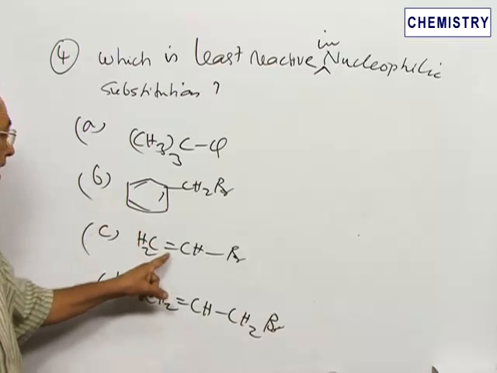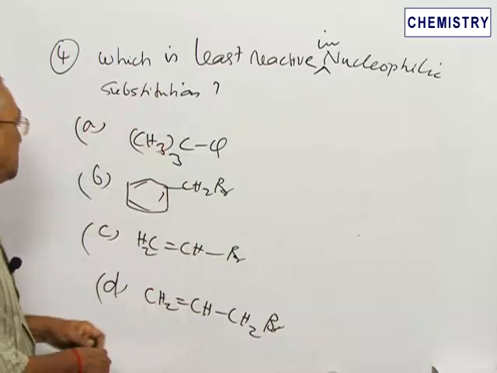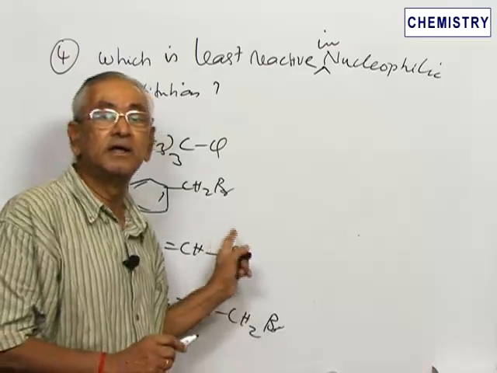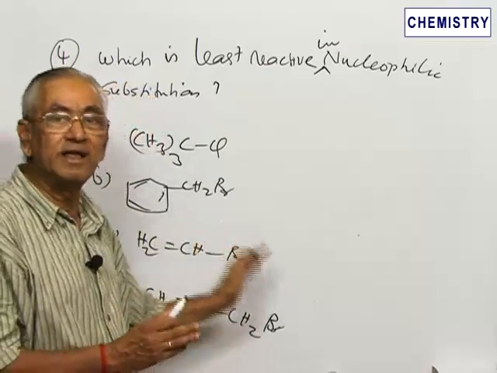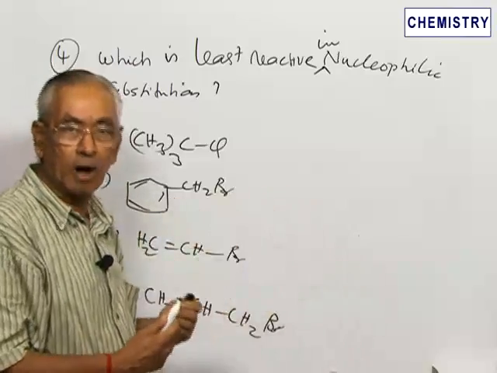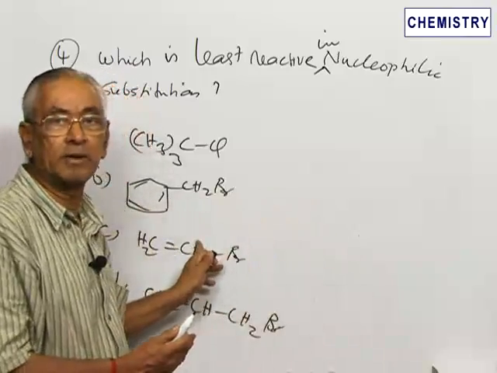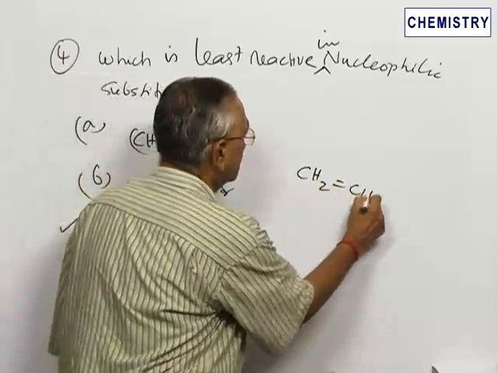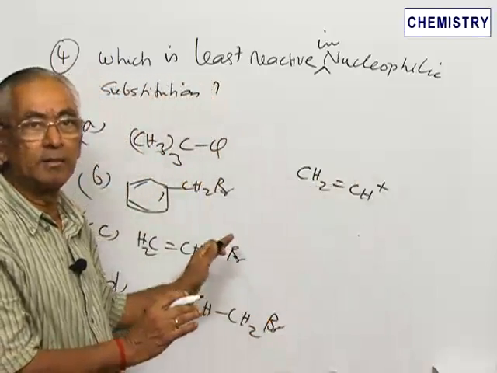The third one is known as vinyl bromide. This vinyl bromide is the least reactive, so the correct answer for this question is vinyl bromide, which is CH2=CHBr. It doesn't proceed easily by substitution, because assuming it is an SN1 reaction, it has to lead to the formation of a cation here. A vinylic cation is a very unfavorable structure. A vinylic cation is very unstable. Therefore, the reaction fails by the SN1 mechanism.